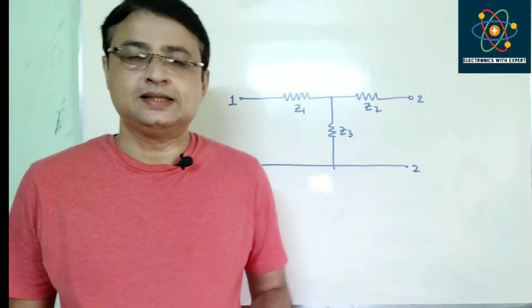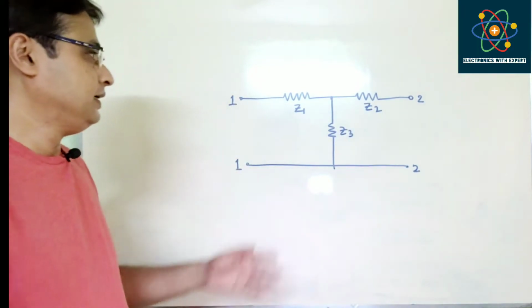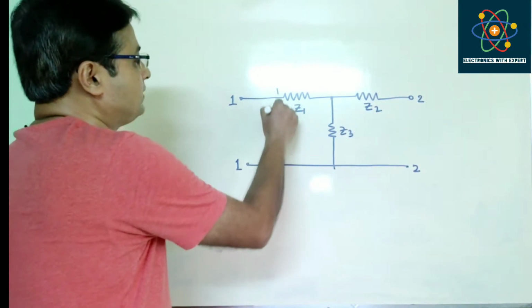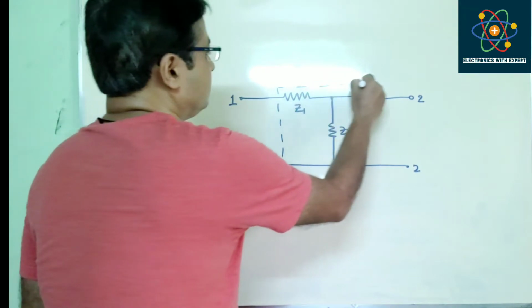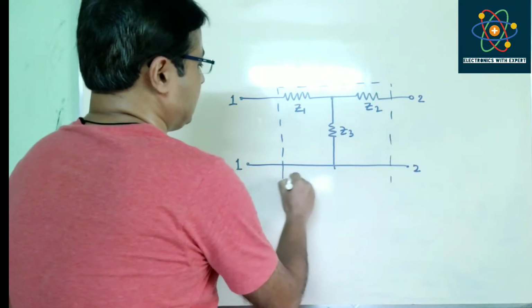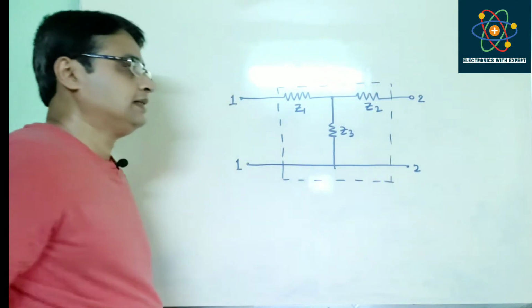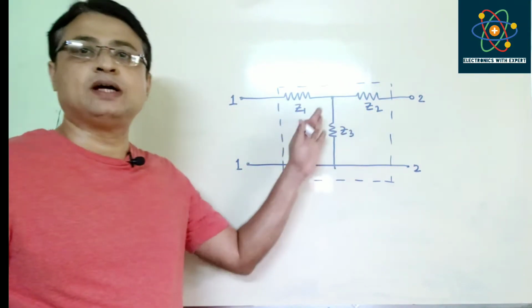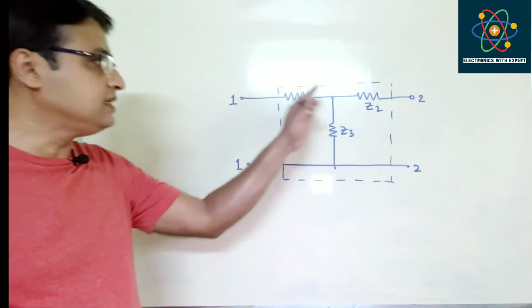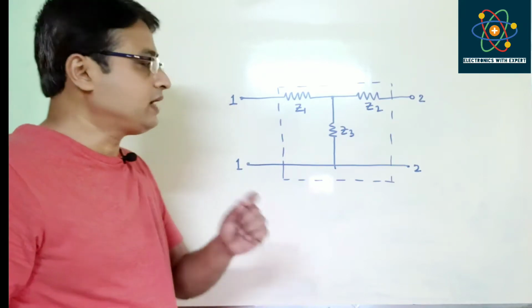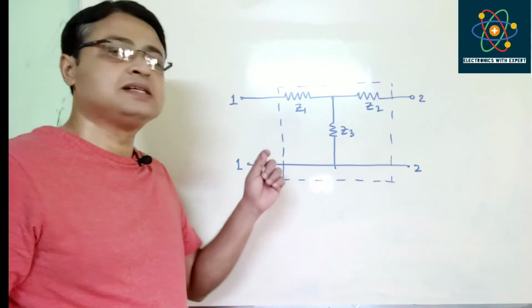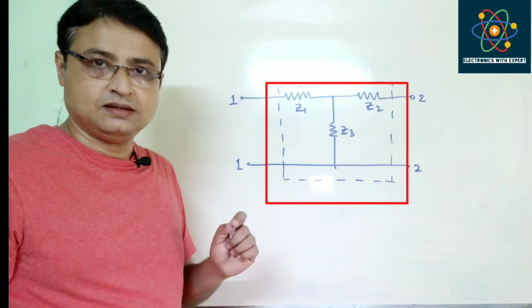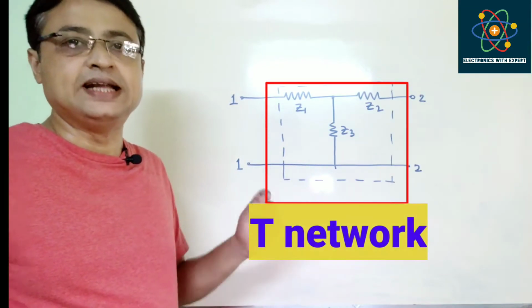So let us consider this circuit. Here is a circuit which comprises Z1, Z2 and Z3. There are three impedances Z1, Z2 and Z3. They are arranged in such a way that you can identify it as the alphabet T. So this is known as the T network.